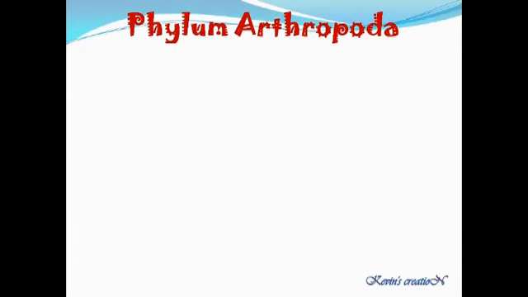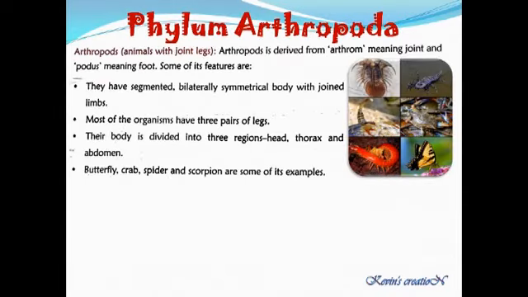Now comes Arthropoda, animals with jointed legs. Arthropoda is derived from the word arthrome. Two words are there, arthrome, which means joint, and podus is foot. So animals with jointed foot. Their body is segmented, bilaterally symmetrical. That means they can be divided into two equal halves with jointed limbs.